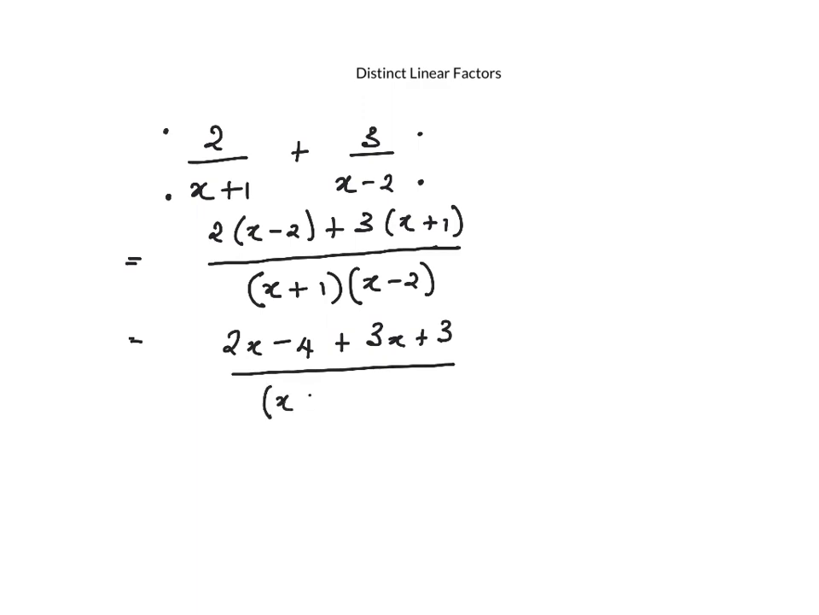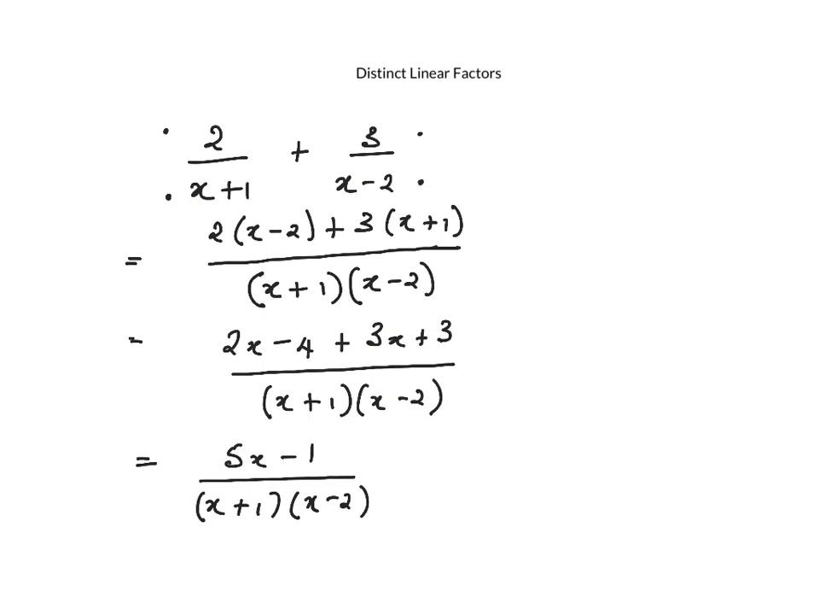over, I'm not going to expand these brackets, 5x then, minus 4 plus 3 is minus 1 over x plus 1, x minus 2. So you can do that, you've done it before. What we want to do now is to go in this direction here. Now we're not going to use these steps, but we are going to start off with something like this and end up with something like this.